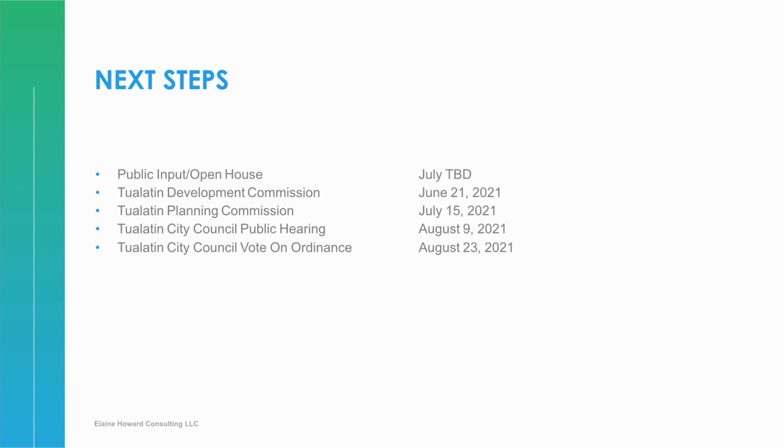The purpose of the first meeting with City Council is to present the potential urban renewal plan to Council and the public in a mandatory public hearing. The purpose of the second meeting with the Tualatin City Council is to vote on the ordinance to adopt the urban renewal plan. These meetings will occur on August 9th, 2021 and August 23rd, 2021.